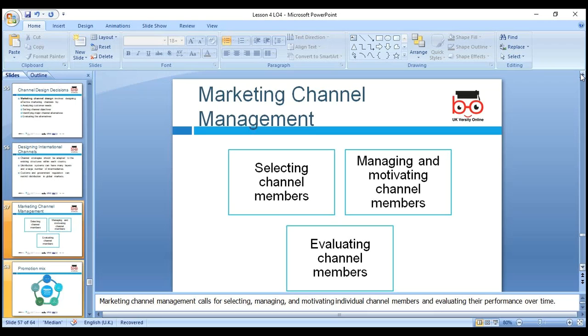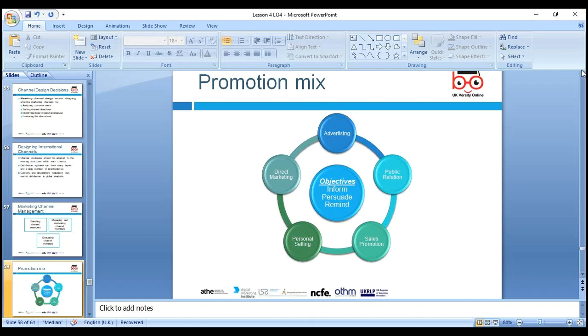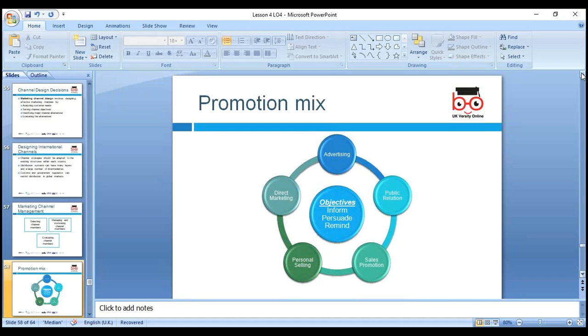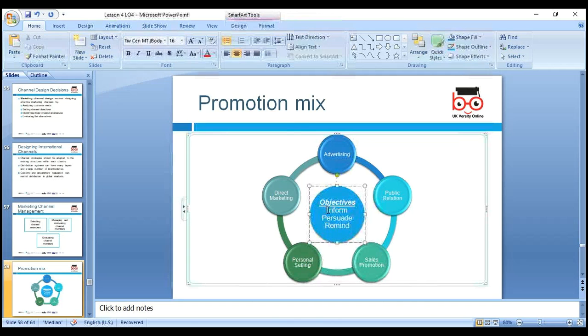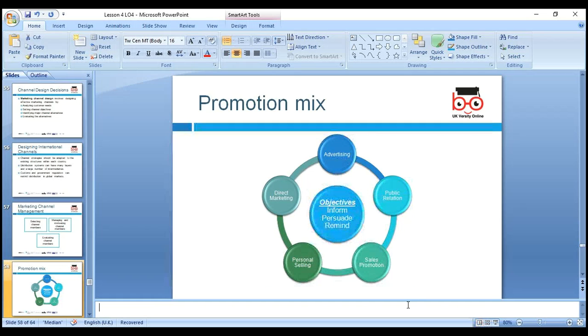Next we discuss product, price, promotion, place, and now we're looking at promotion. Promotion is how we can promote in a short period of time. There are three main kinds of promotion. Informing: we are selling the product, so we can remind them we are still offering it, so people are aware that we are still in the market.